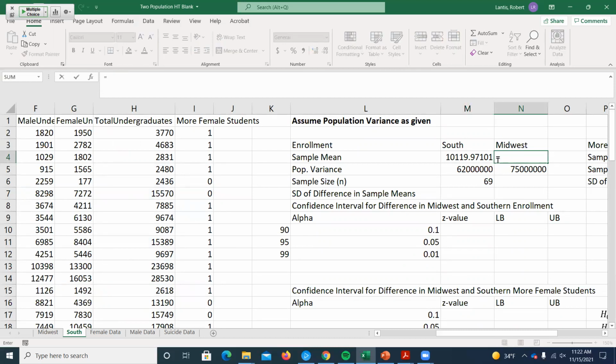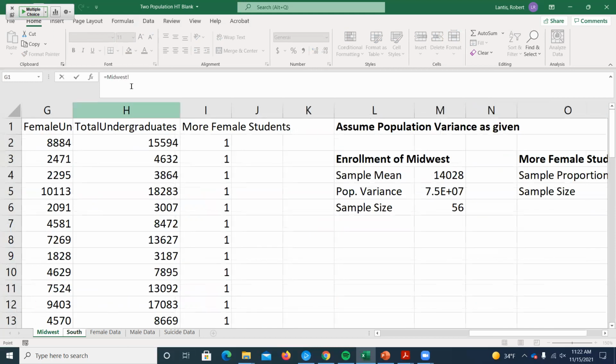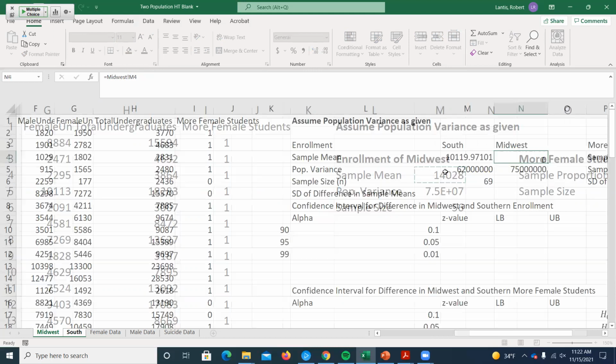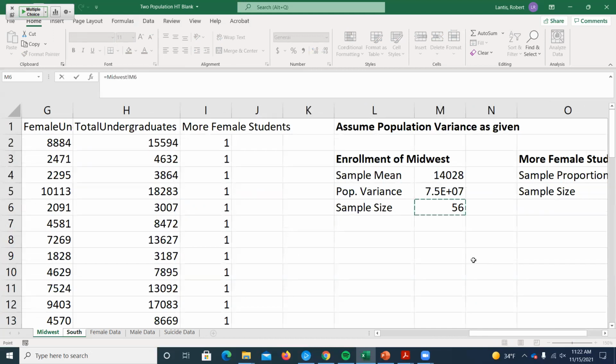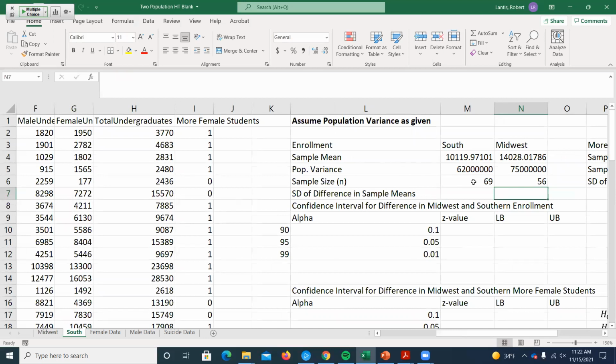So here I've got the sample mean, but I already have it calculated. If I put an equals sign, notice if I then switch sheets, I can see what's in the formula bar up there. It says, okay, go to the Midwest sheet and look at what's in M4. So if I select where that Midwest sample mean was and hit enter, it'll send me back there and put that Midwest sample mean in. I could also then go equals Midwest sample size, hit enter. Now I've got the sample sizes from the two areas, the sample means, and then I have these known population variances that would have had to be given to me. So from here, we could build confidence intervals and do hypothesis testing.